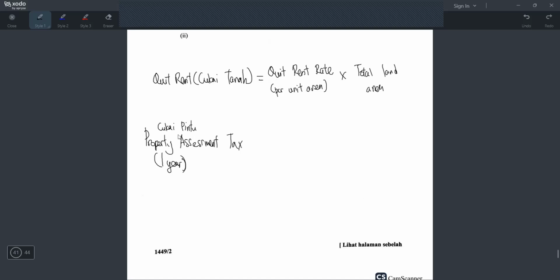Cukai pintu punya formula is you will take the property assessment tax rate. I'll just write short form lah. Property assessment tax rate times with the annual value. Okay. So annual value means nilai tahunan untuk 1 tahun. That is why the cukai pintu will come up for 1 year also.